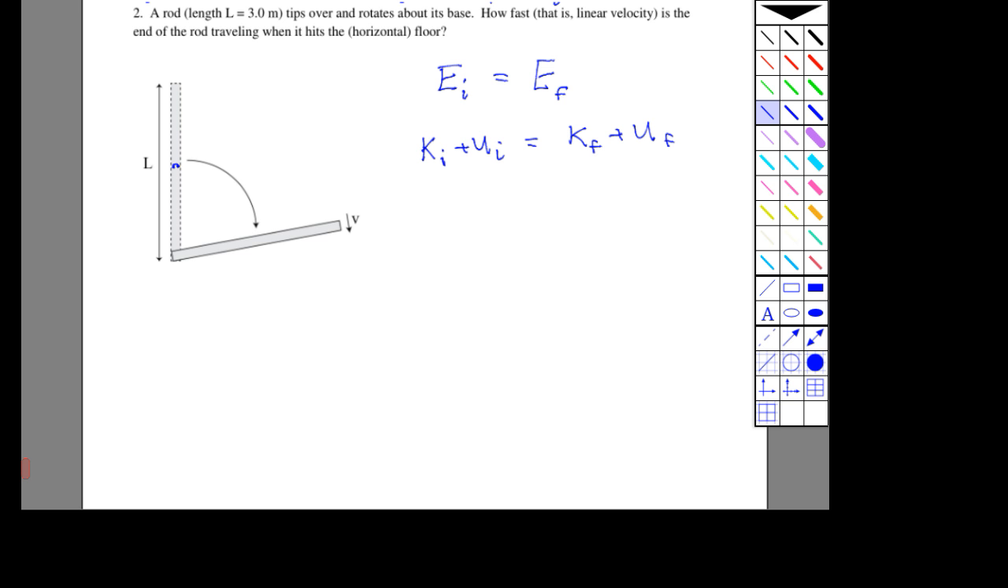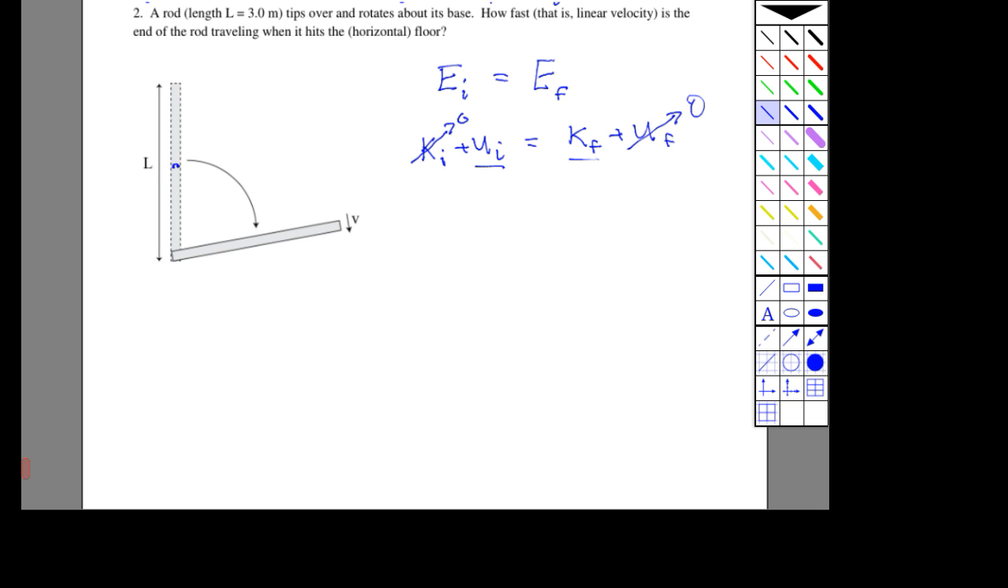Well, initially this rod is at rest, so the kinetic energy is 0. So we just have potential energy. And in our final position, all of our potential energy gets converted to kinetic energy. So our final potential energy is 0. So that just leaves our initial potential energy here equaling our final kinetic energy.